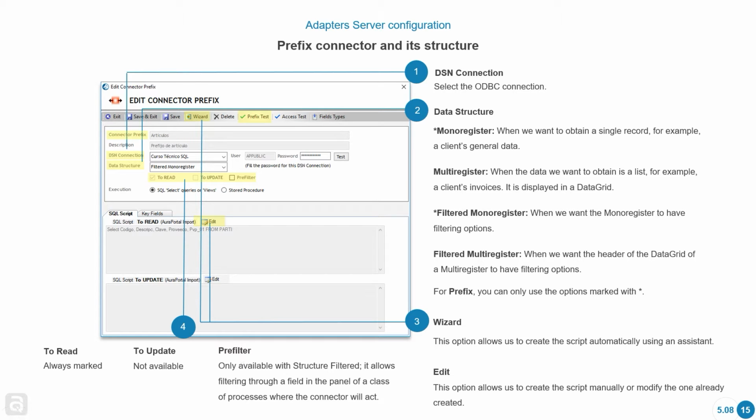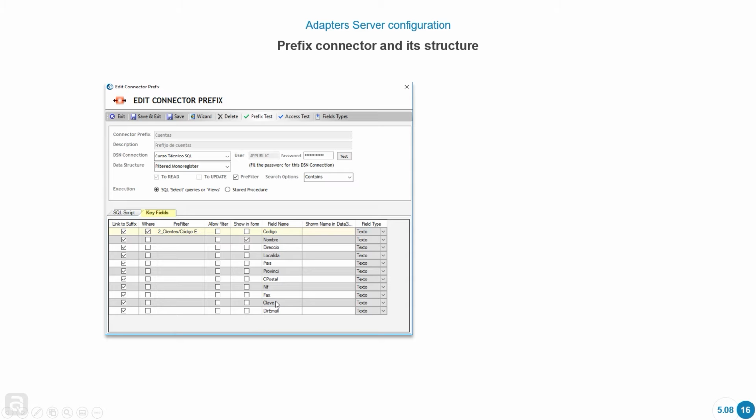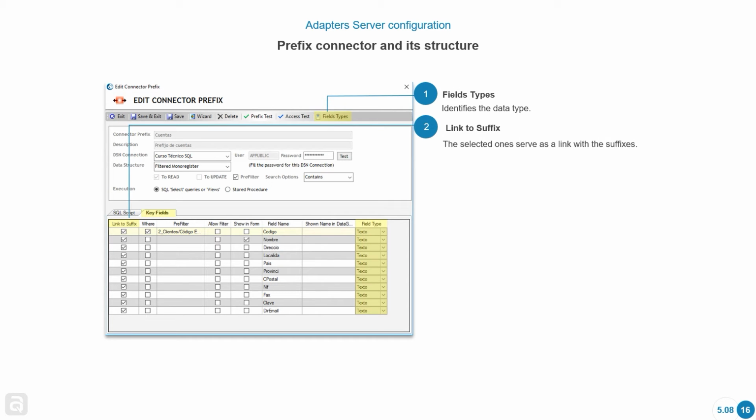It allows filtering through a field in the panel of a class of processes where the connector will act. Here, in this example, we can see an already defined structure for a connector. We will find the list of the fields in the Key Fields tab. In the main window, we can find the Field Types option that identifies the type of data.